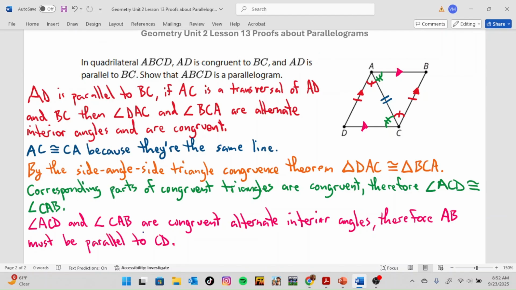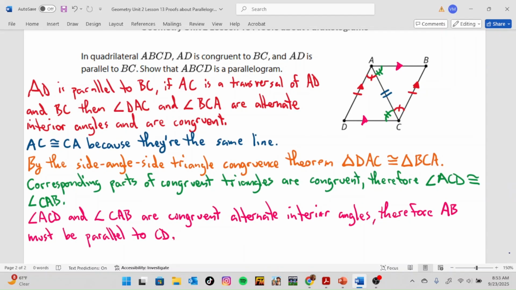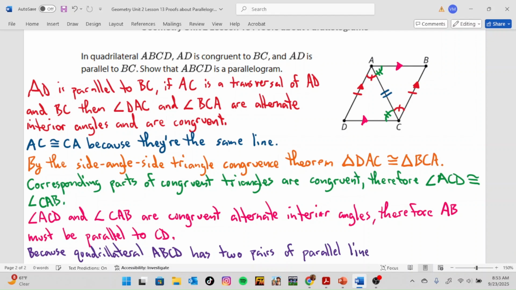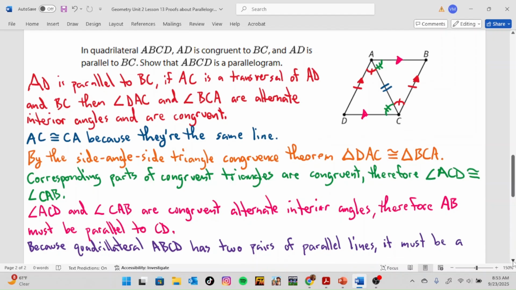And the last part of this statement is that because quadrilateral ABCD has two pairs of parallel lines, it must be a parallelogram.